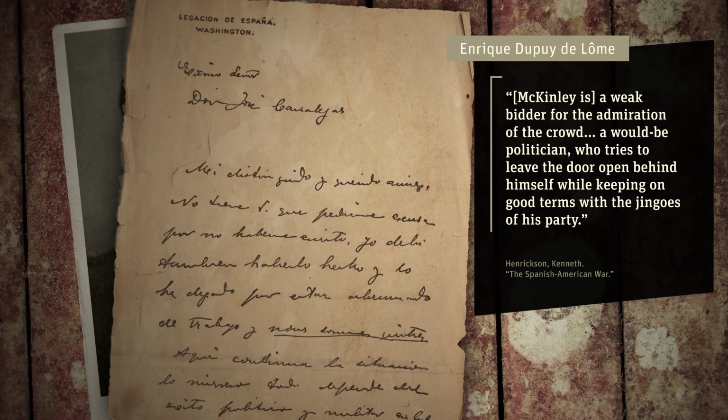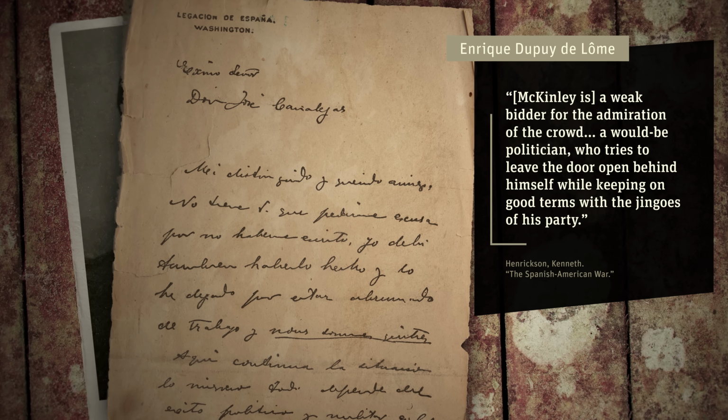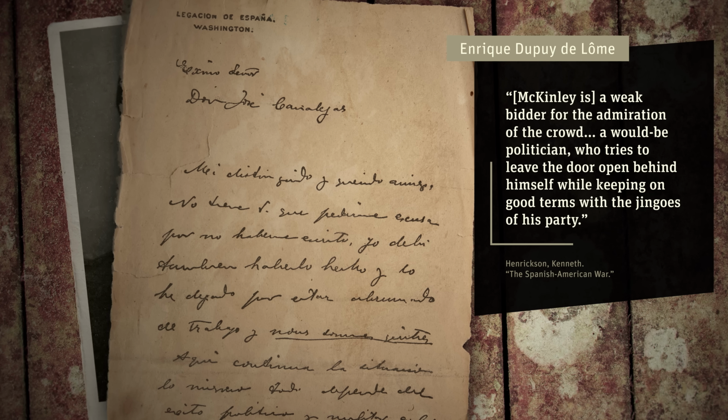"McKinley is a weak bidder for the admiration of the crowd, a would-be politician who tries to leave the door open behind himself while keeping on good terms with the jingos of his party."